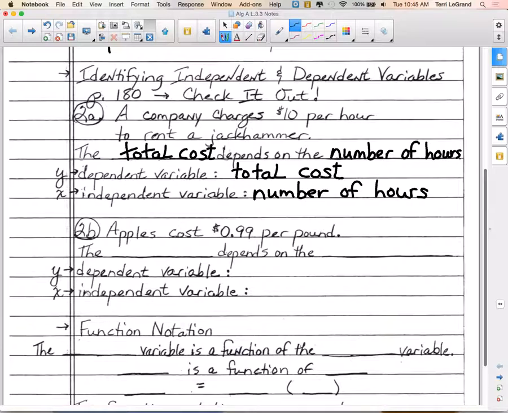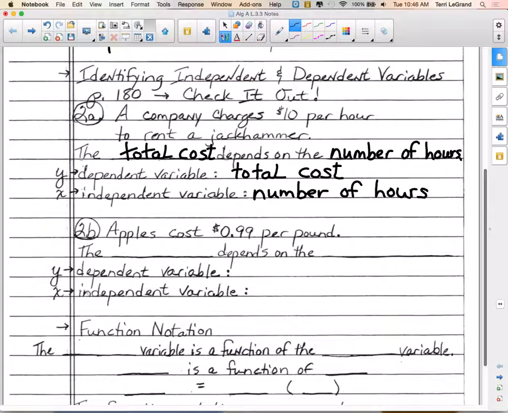Kind of think of it like this. Independent means you get to choose. So in this case, you get to choose how many hours you were going to rent the jackhammer for. Okay, anybody have any questions on that one? So in some problems of your homework, you have to pick out what is the independent variable and what's the dependent variable. And by writing maybe a sentence like this, the total cost depends on the number of hours, that helps you be able to then say, oh, well, that means this is the dependent and this is the independent.